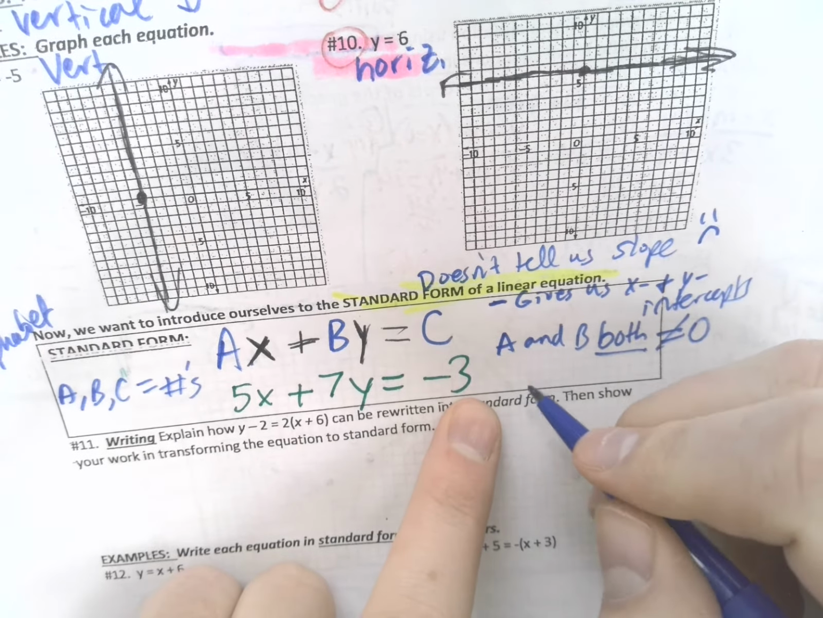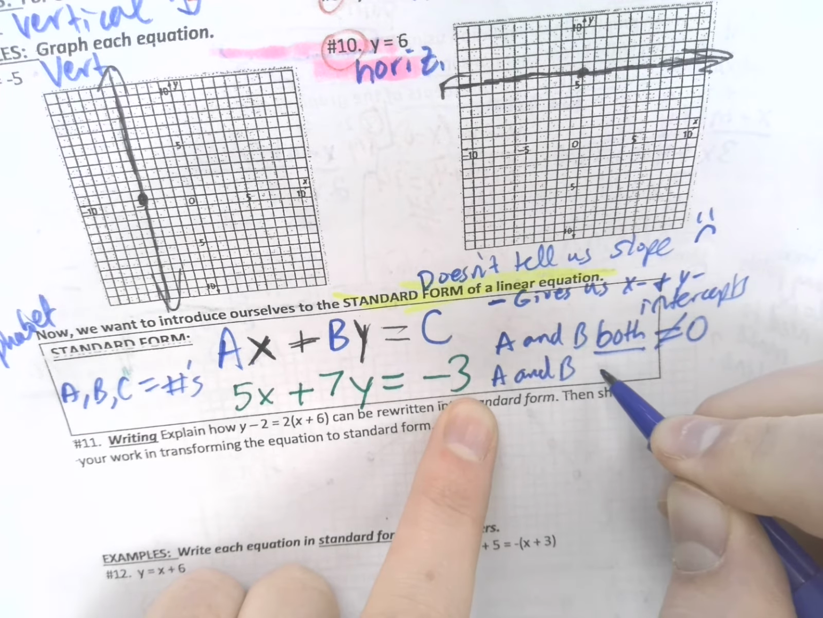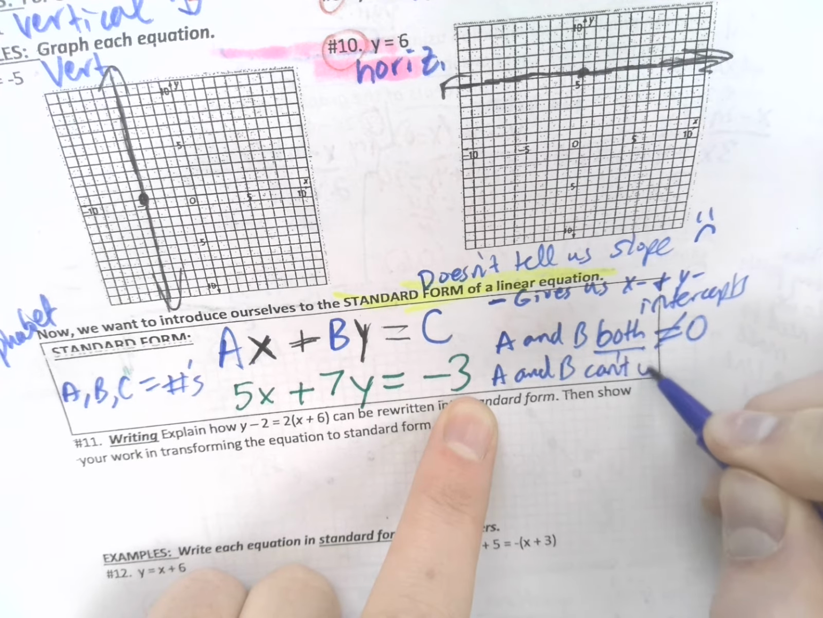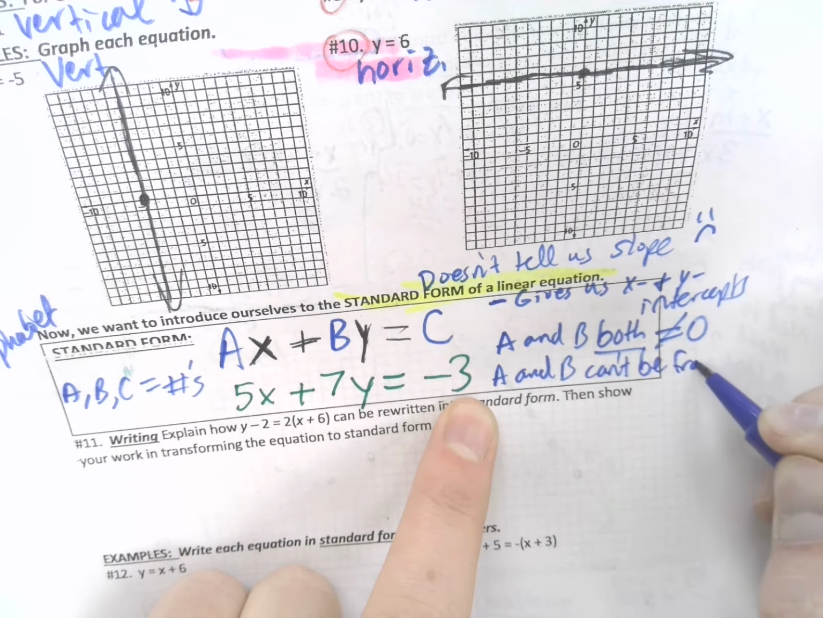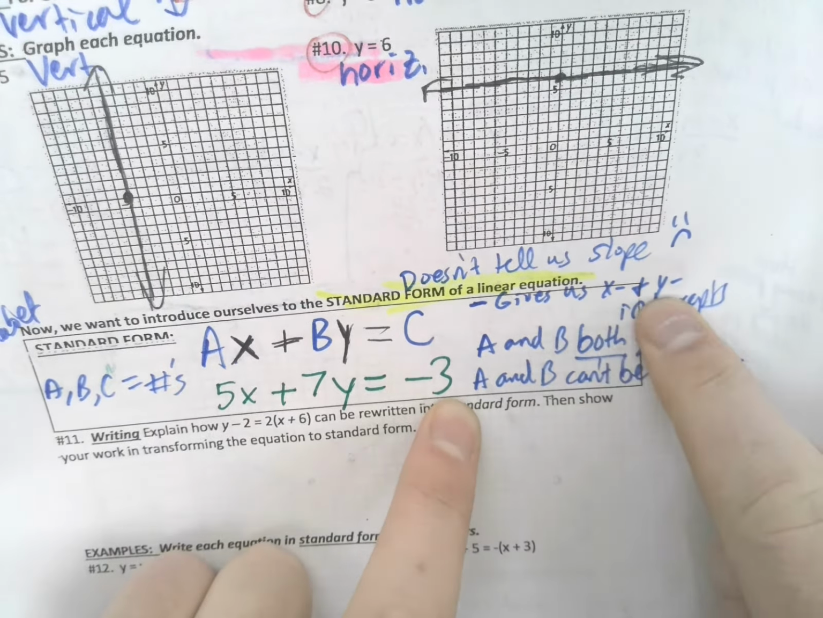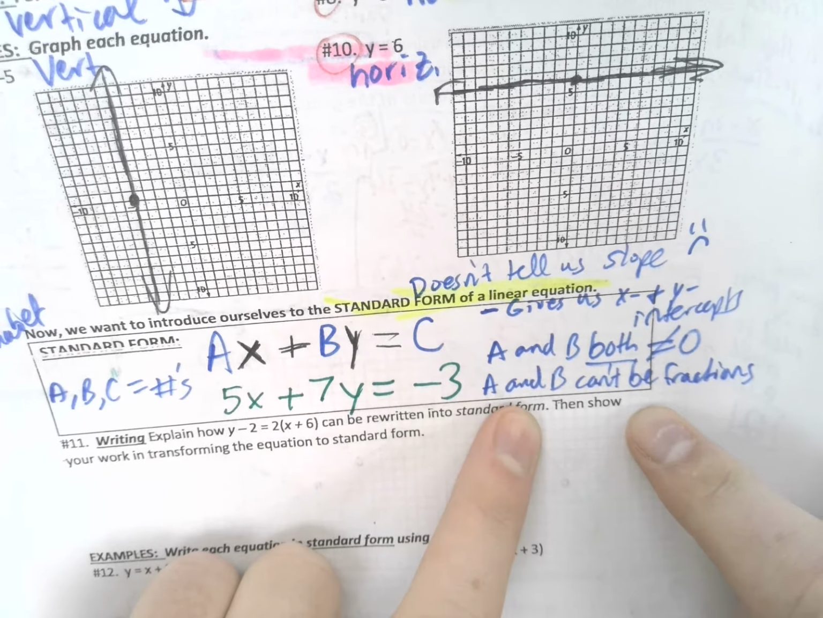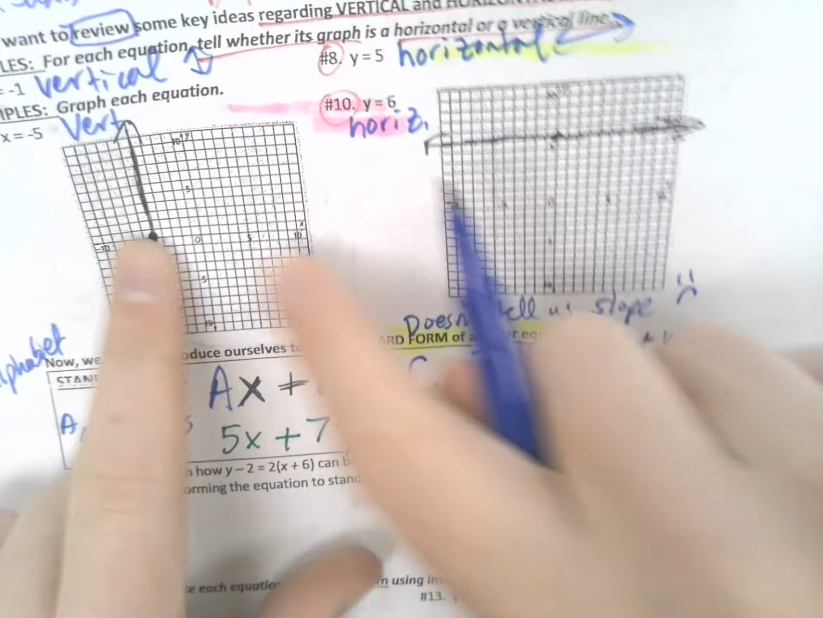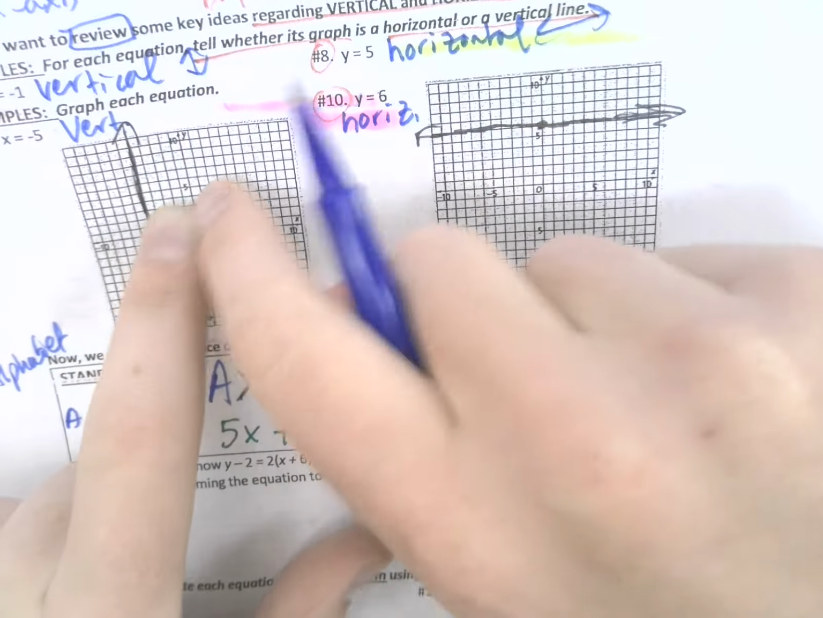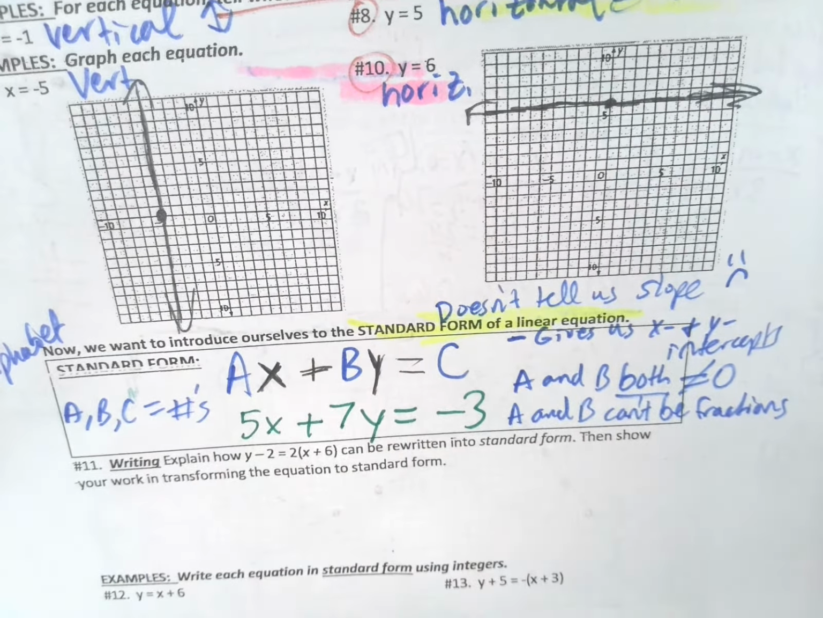Something else that's a little bit interesting: A and B can't be fractions. If we're going to find x and y intercepts, we can't be getting fractions. That's just straight up how it has to be. We want to see exactly where this line crosses on these axes. So A and B cannot be fractions. And we'll talk about how to deal with that if they are fractions here in just a sec.